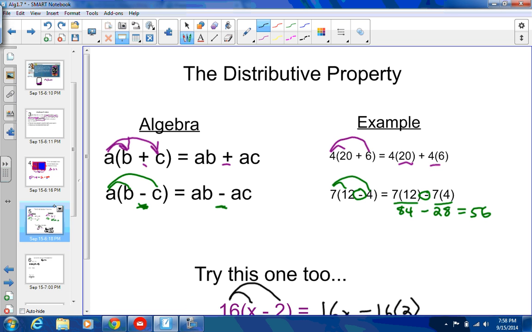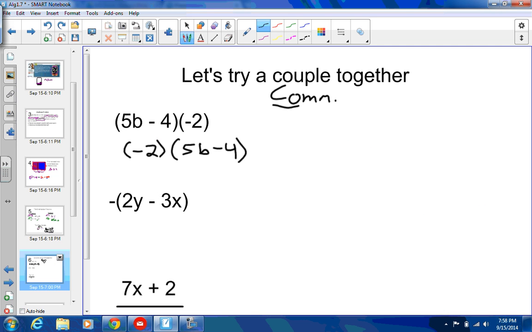Now it looks like this form up here that is really helpful, and we can do that. All right. So in blue here, let's distribute this to this and this to this and keep that subtraction sign in the middle. So negative 2 times 5b minus negative 2 times 4.